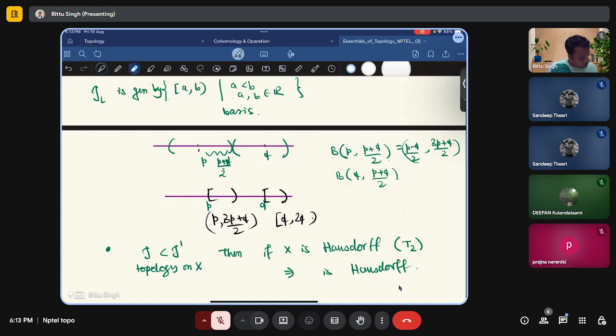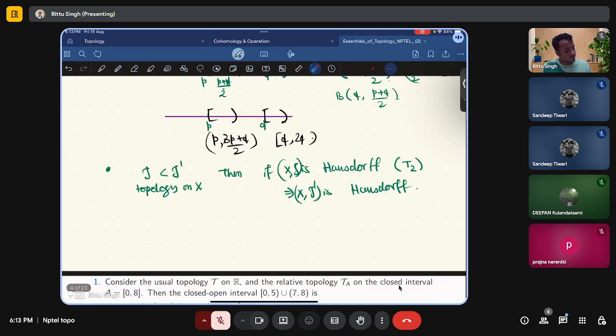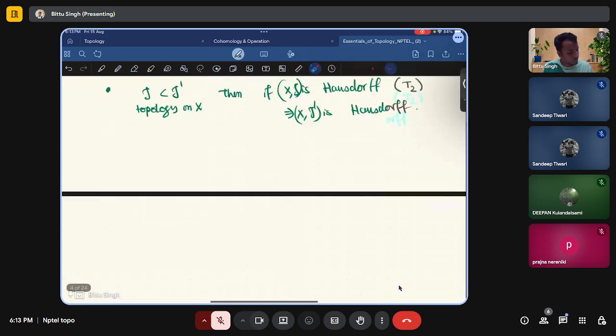Sorry, if (X, tau) is Hausdorff, then (X, tau dash) is also Hausdorff, because tau dash is finer. Tau dash has more open sets, so you can always separate the points by the previous open sets. Whatever open sets you are using for the separation in tau, you can use the same open sets, because they are also open in tau dash, right? So that's why this is obviously true.